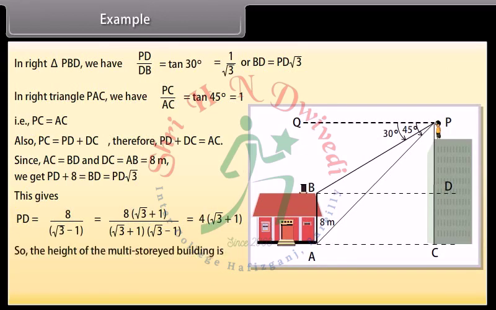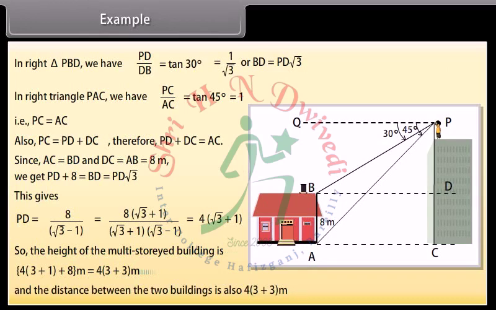So the height of the multi-storied building is 4 into square root 3 plus 1, plus 8 meters, which is equal to 4 into square root 3 plus 3 meters. And the distance between the two buildings is also 4 into square root 3 plus 3 meters.